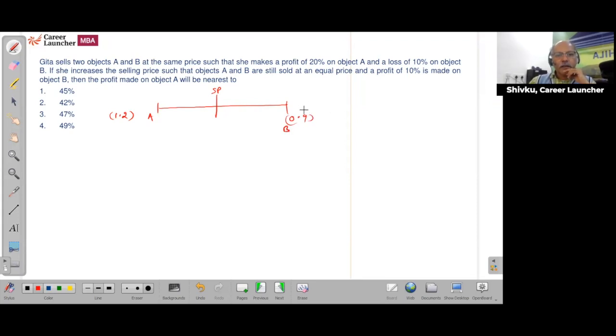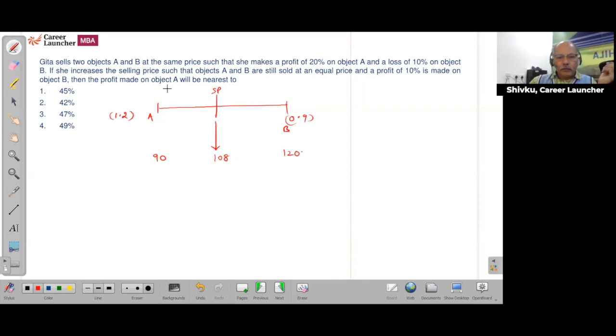If she increases the selling price such that both A and B are sold at an equal price and the profit of 10% is made on object B, then the profit made on object A will be nearest to. Excellent. So let's take a look at this. Let me assume that the selling price is divisible by both 12 and 9. So let's say that is equal to 108. I've chosen a number, selling price is 108. That makes my calculation simpler. In which case, the cost price of A is going to be 90. The cost price of B is going to be 120.